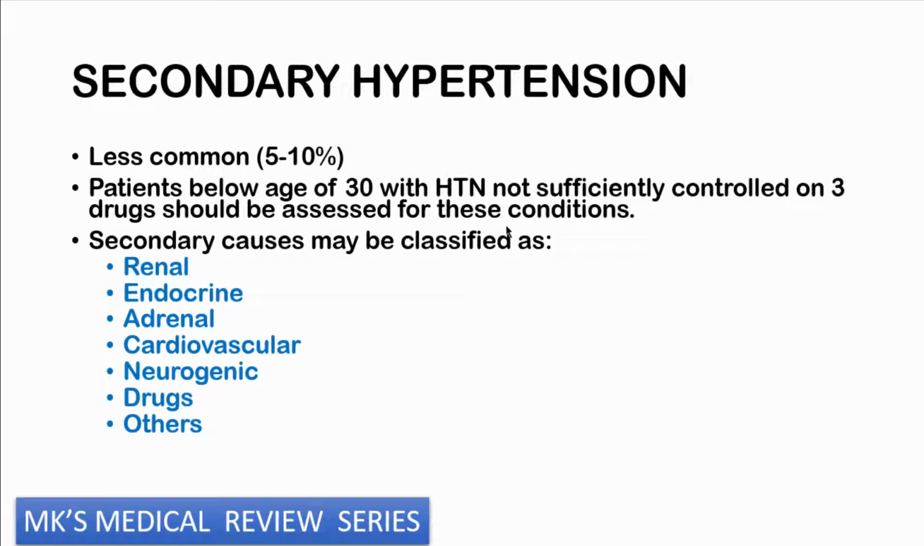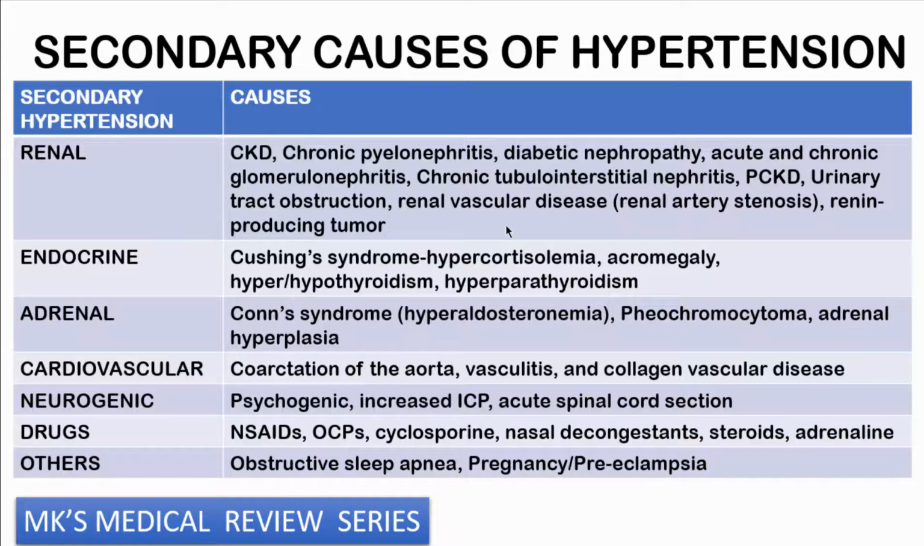In actually all the patients that you suspect hypertension, at least try and take a full history, examine them adequately, and order the appropriate investigations in order to find out what may be causing this hypertension. And some of the secondary causes of hypertension include renal causes, endocrine causes, adrenal causes, cardiovascular causes, neurogenic causes, drugs, and other miscellaneous causes. We'll begin with renal causes.